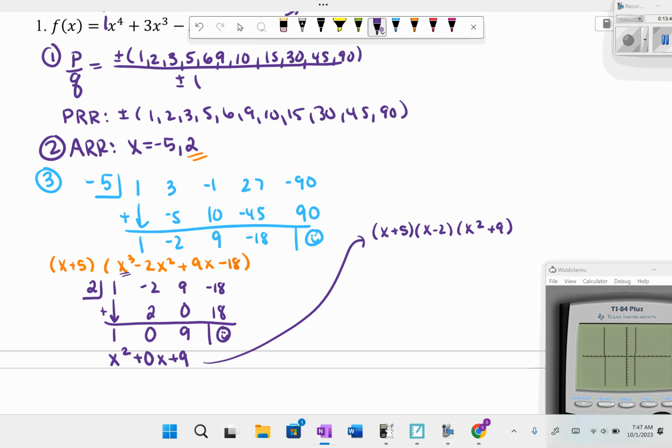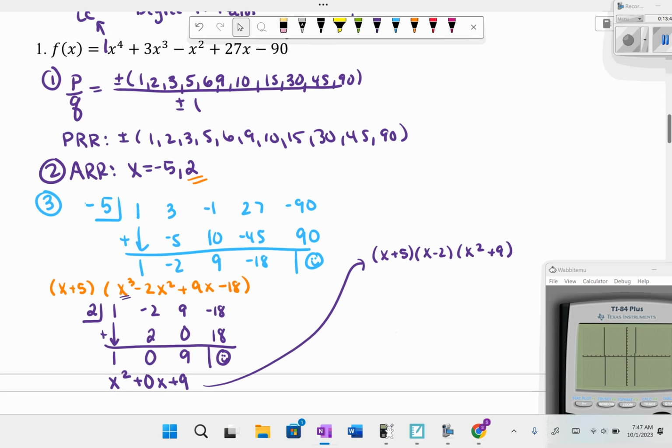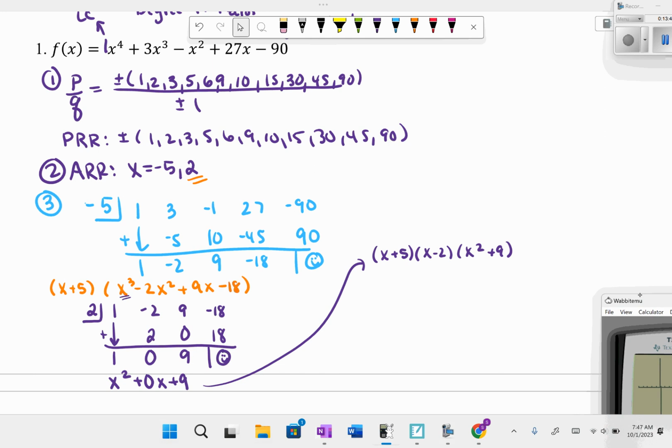So if I were to FOIL this out, I would get my original polynomial that we started off with. But again, it's not asking us to write the factored form. It's asking us to find all the zeros. So we set each of these factors equal to 0 and solve, but we already know this one is x equals -5, and we know this one is x equals 2, because that's where the actual rational roots were. So now we're just solving x squared plus 9 equals 0, so x squared equals -9. So x is equal to plus or minus the square root of -9, so x equals plus or minus 3i. And so that gives us our other 2 remaining zeros.